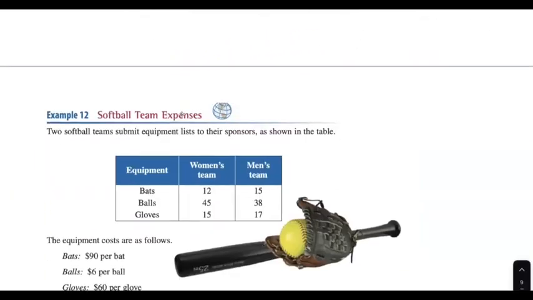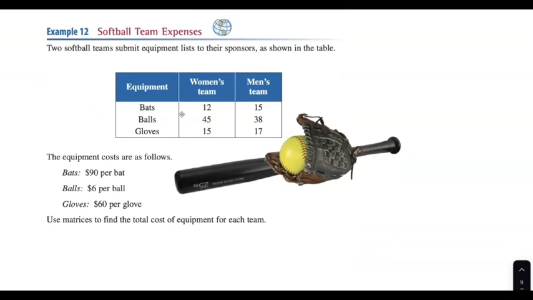Okay, let's finish off by doing an application problem. How we can use matrices in real-world applications. The 2 softball teams submit equipment lists to their sponsors, as shown in the table below. The women's team has this, men's team has that. Equipment costs are as follows. Bats cost $90, balls $6, and gloves $60. Use the matrix to find the total cost for each team.